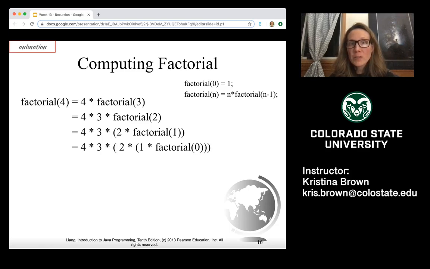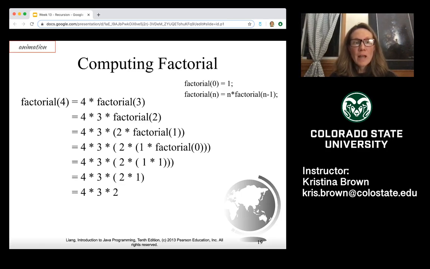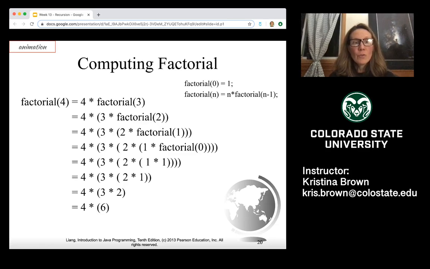And we know that factorial of 0 is what? 1, right? So 1 times 1 is 1. And then we're going to now solve 2 times 1 because of our parentheses. We know PEMDAS already, which is 2. So now we're going to solve 3 times 2, which is 6, and then 4 times 6, which is then 24, okay? So you can see how we went through this and we simplified it with each step.